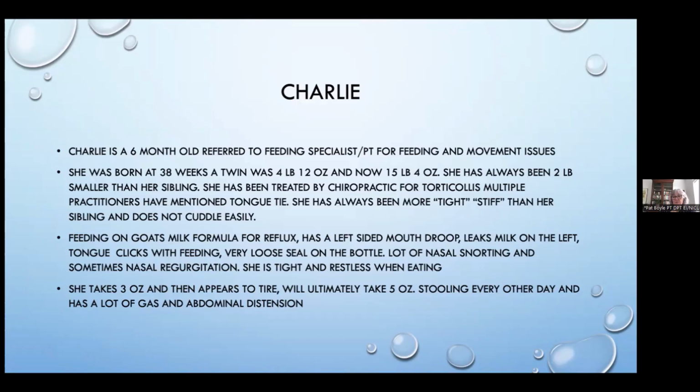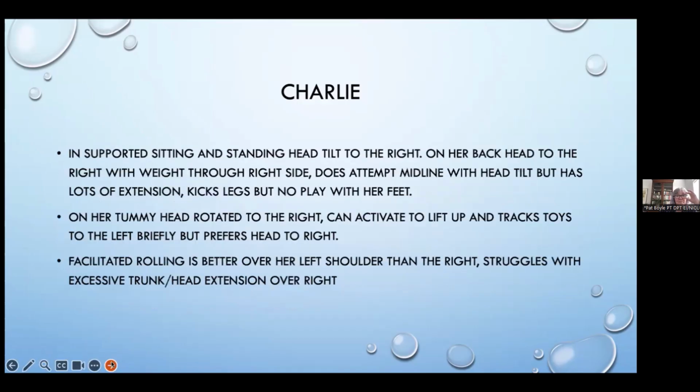She was only stooling every other day and had lots of gas and abdominal distension. Now, I saw this kiddo because she doesn't live in my area. Well, she lives far away. I saw her on Zoom, and I could see the functional feeding abnormalities. I could see that in supported sitting and standing.